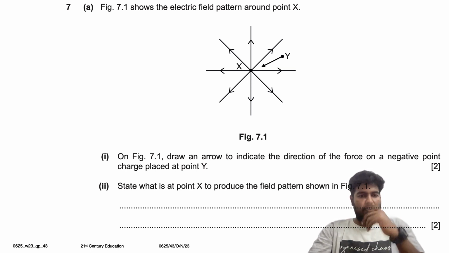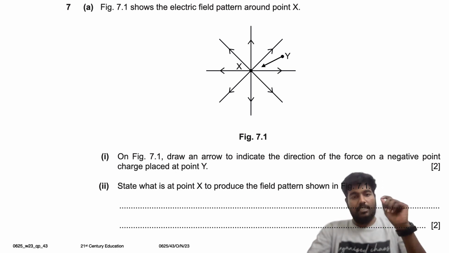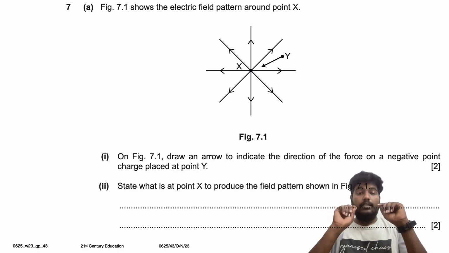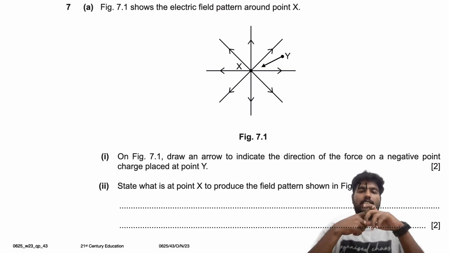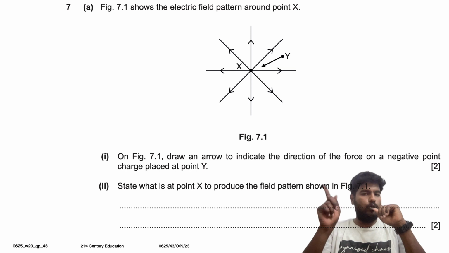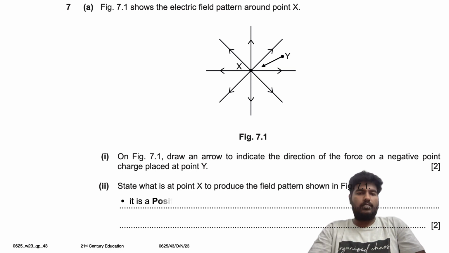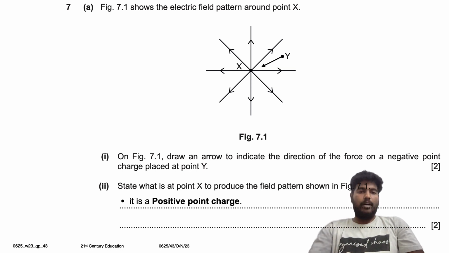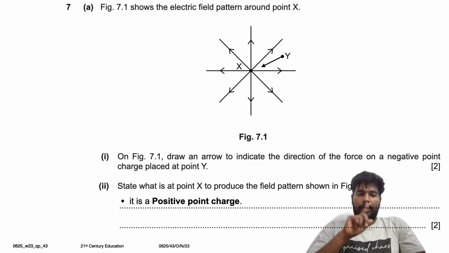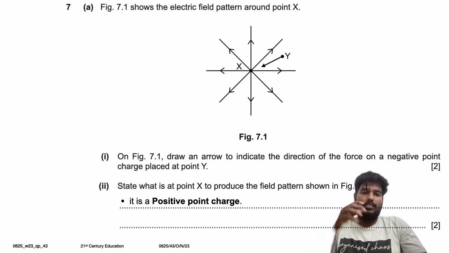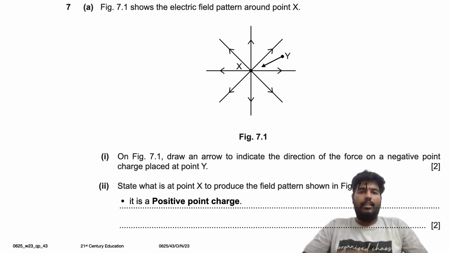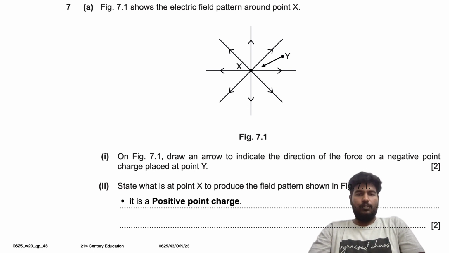Second question: state what is at point X. If you write simply positive or positive charge, you still get 1 mark. But look at the first statement, negative point charge. Similarly, we have to write positive point charge, then you get full marks. It's a positive point charge: positive 1 mark, point charge 1 mark. Since it's a point charge, the field lines look radial. Let's move to the next part of the question.